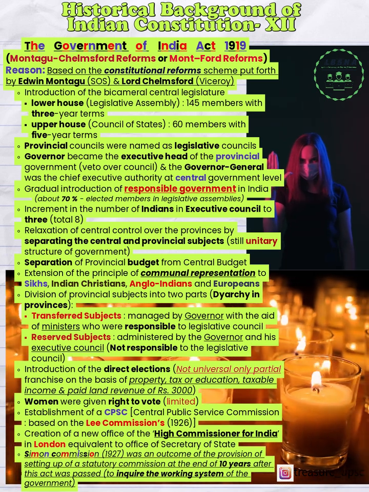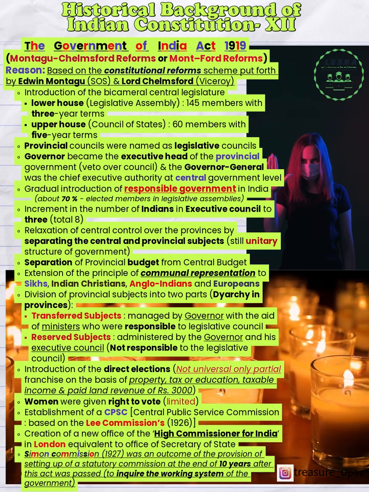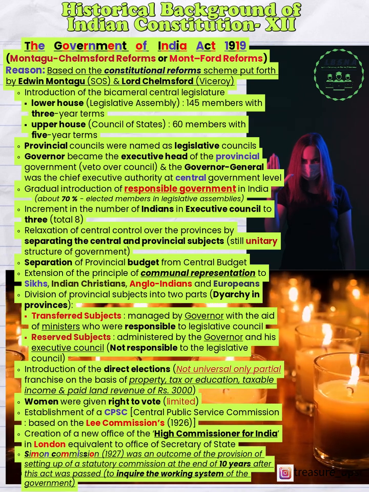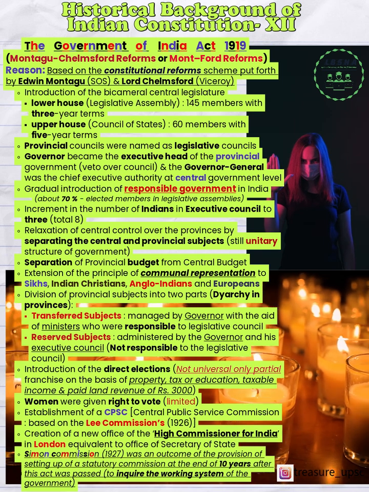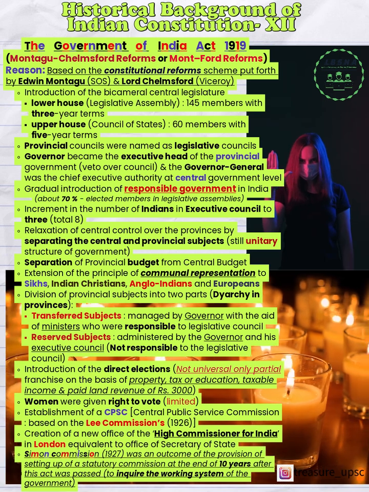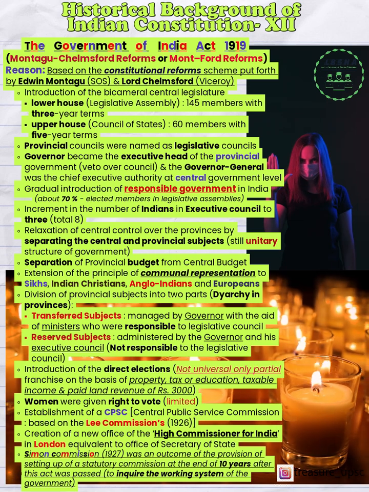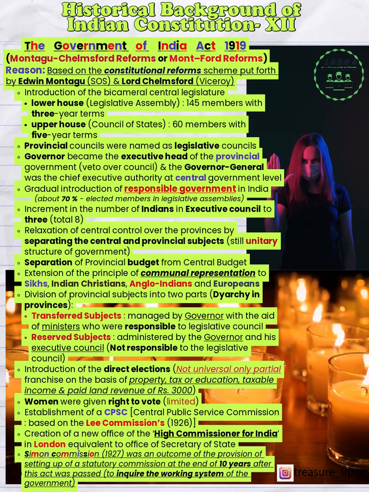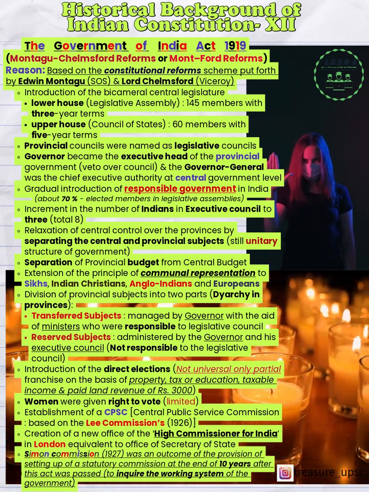Direct elections were introduced under this act, but only partial franchise. Such a limited franchise was based on the property tax, education, taxable income, and paid land revenue of Rs 3,000. Women were given right to vote in a limited manner. Central Public Service Commission was established in 1926 based on the Lee Commission, which was covered under this Act of 1919. A new office of the High Commissioner for India in London, which was equivalent to the office of Secretary of State, was created under this Act.